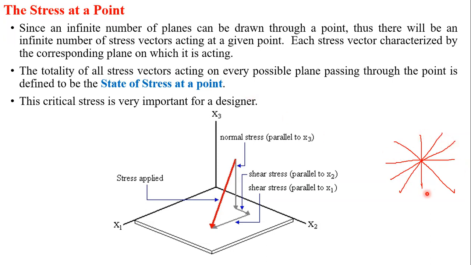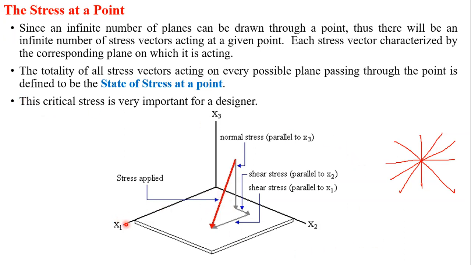Now, if you consider the resultant of all the stresses acting on these planes, and if you consider a single stress, then that is the total stress or state of stress at a point. There may be different stresses acting on different planes with different values, but from the designer's point of view, the critical stress is very important. So this critical stress we have to calculate.